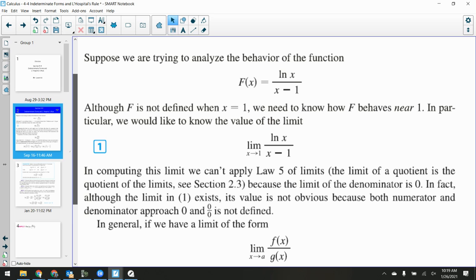If I plug in 1 into ln of x, that would be ln of 1, which ends up being 0. And then 1 minus 1 in the denominator ends up being 0 as well. So I get this indeterminate form of 0 over 0. Another indeterminate form would be if you've got something infinite over infinite, infinity over infinity or negative infinity over negative infinity. So what do we do with those things?